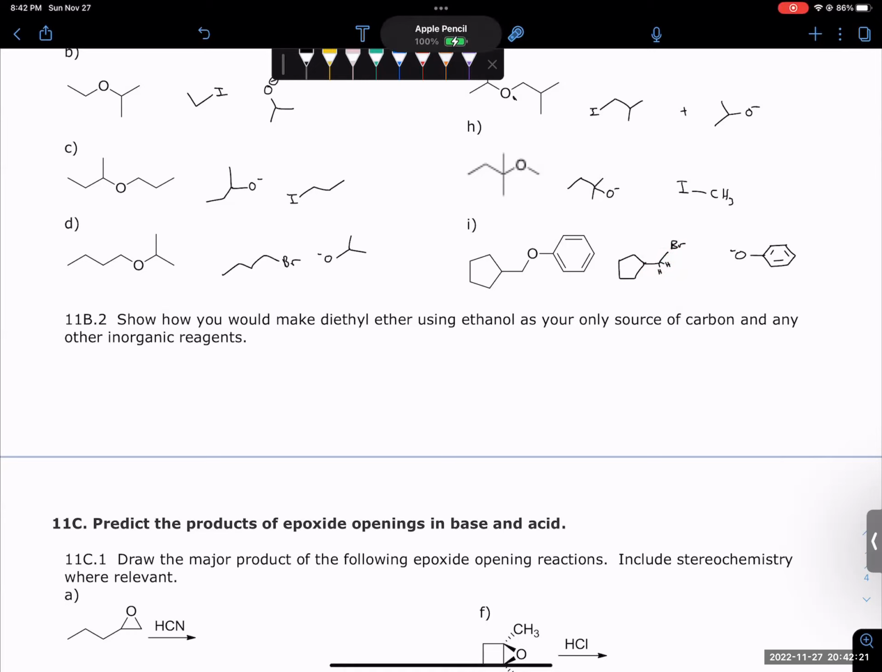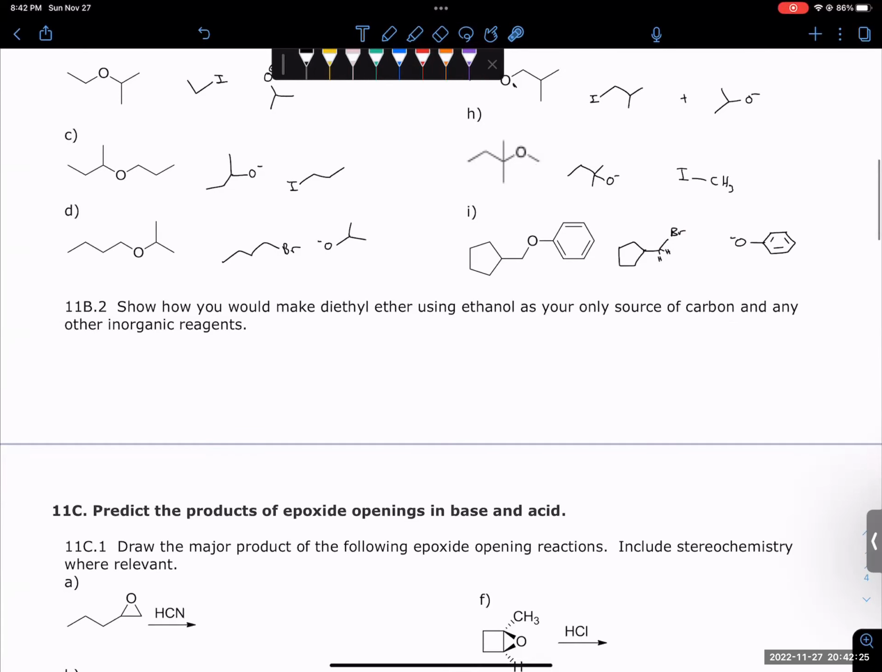Next part we'll go through is, how about we just go through 11B right now? There's no point in making a 2-minute video on it. So it's saying, show how you would make diethyl ether using ethanol as your only source of carbon and any other organic reagents. Okay.